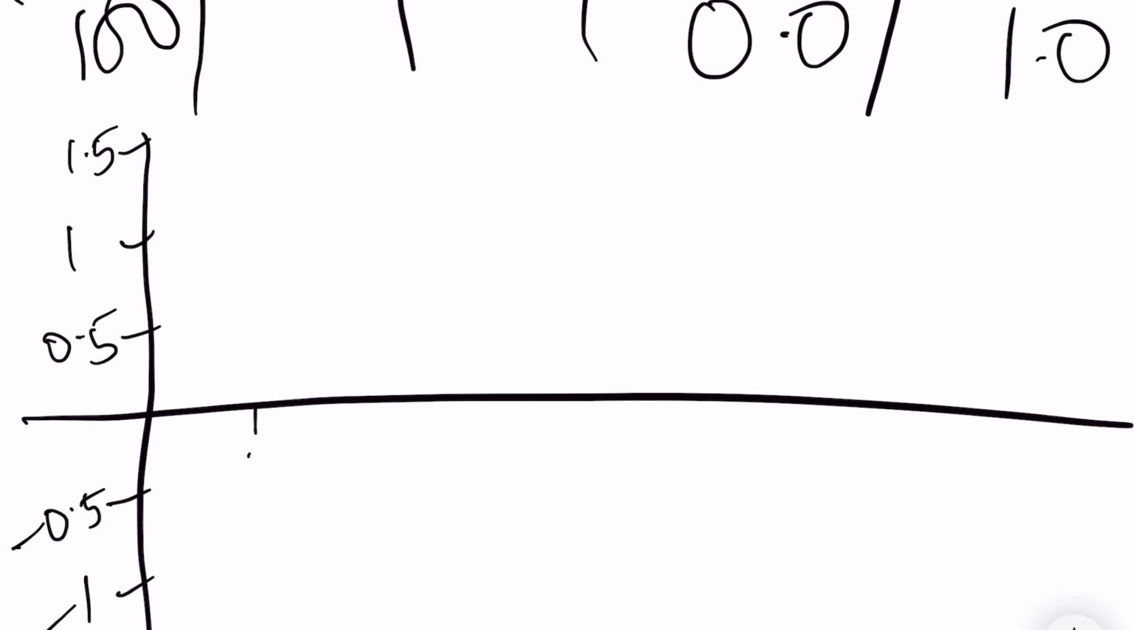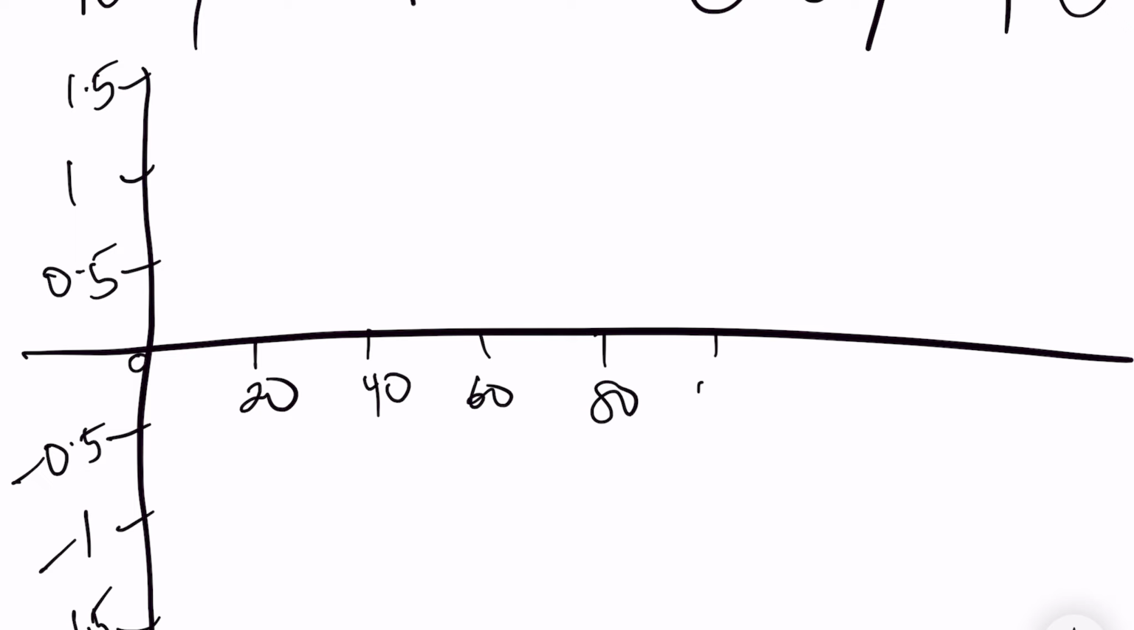So drawing our graph, we have something like this. Here we have 0, 0.5, 1, 1.5, minus 0.5, minus 1, and minus 1.5. So we have 20, 40, 60, 80, 100, 120, 140, 160, 180, and 200.